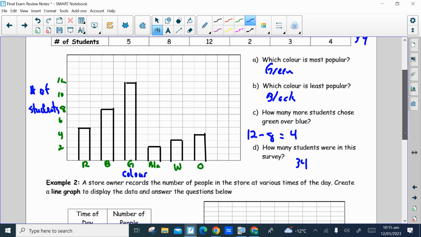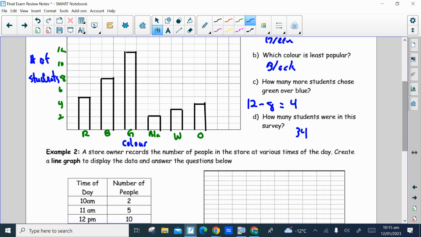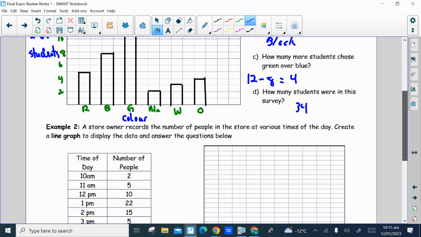Okay, so that's what a bar graph looks like. You have to make sure that you label your axes, choose a suitable scale, and a bar graph can be either vertical or horizontal. This bar graph is vertical, and the bars are not connected.